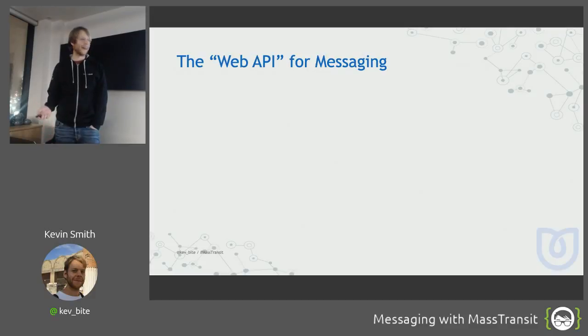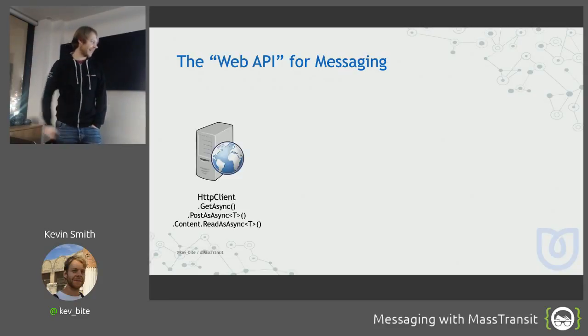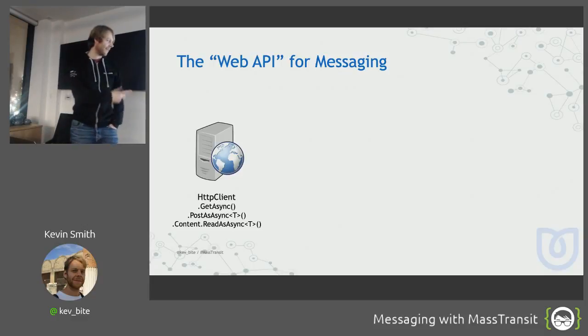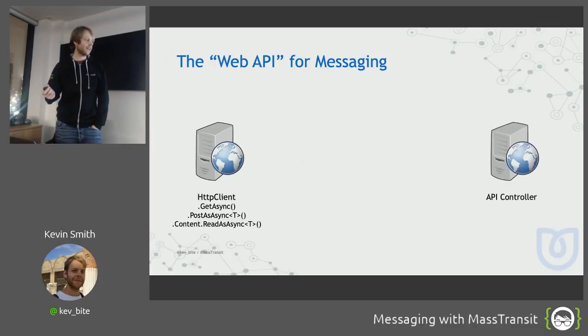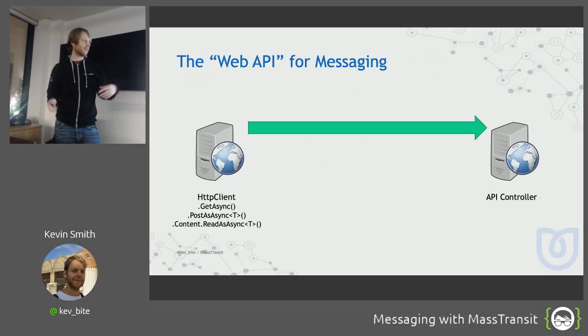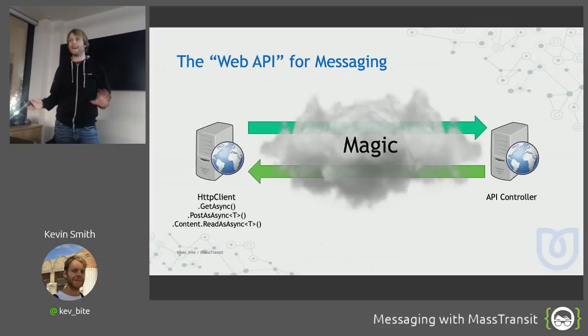If you look at how web API works, who's used web API, by the way? Yeah, pretty much most people. You have an HTTP client, with a GetAsync and a PostAsync of T, so you can pass any kind of .NET type to it, and you can do a ReadAsync of T as well, so you can get any type back from it. It does the bits and bobs under the hood for you. Then we have an API controller on the server side, and that does the rest of the stuff for you. On both sides you're just dealing with .NET models, so you don't need to care about the underlying transportation. We can send a request to the server and get a response back, and there's just a lot of magic in between.